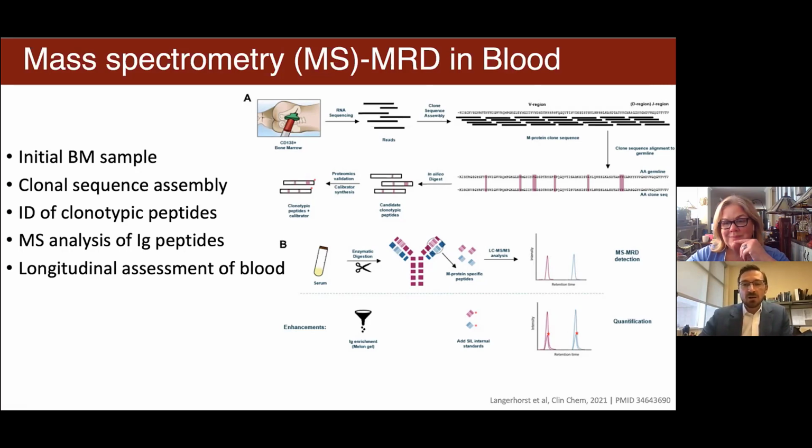The difference here, however, is that you can do it in the blood. After you've done it in the bone marrow first, and you've characterized this, you can then proceed to do it in the blood long term. So what this would mean is that instead of undergoing bone marrow biopsy on a regular basis, patients can come in and give a blood sample and then come back later, right?